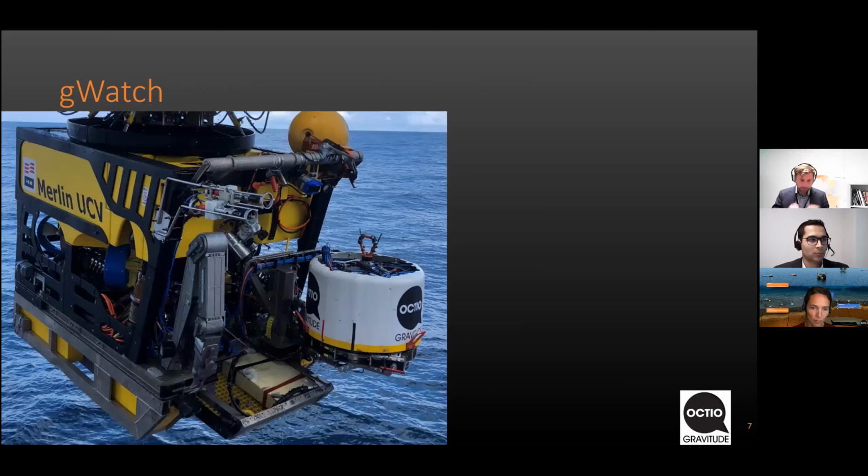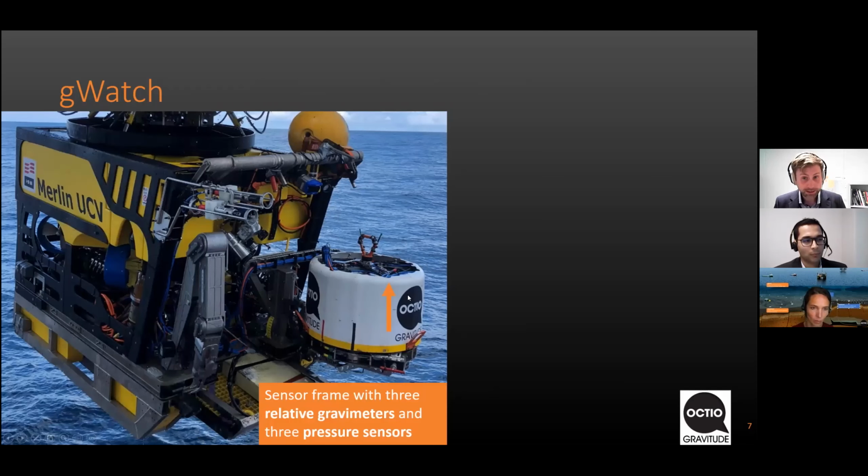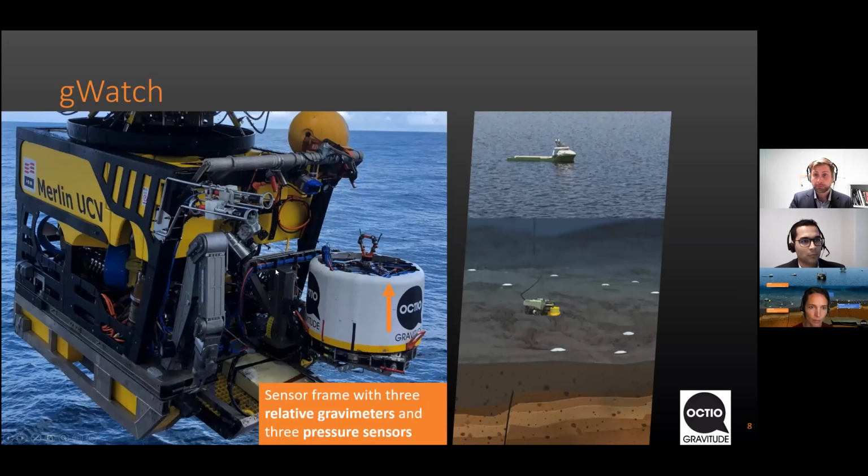So I'm going to take a couple of minutes to talk to you about this technology and give you some basics about it. What we are seeing here, the white box, is what we call the sensor frame. This is mainly the instrumentation package we use when acquiring this type of data. Inside this frame, we have 3 relative gravity meters and 3 pressure sensors, and these are mounted on a work-class ROV, as we are seeing here.